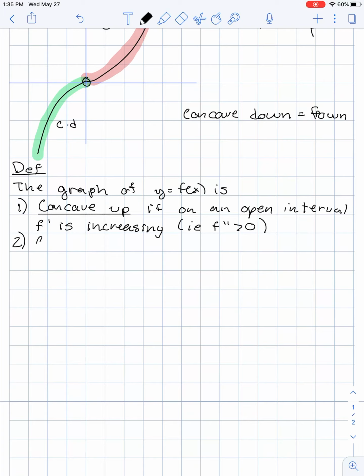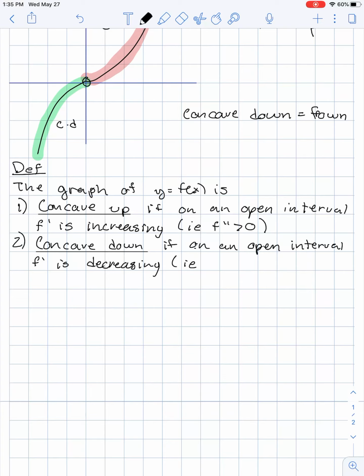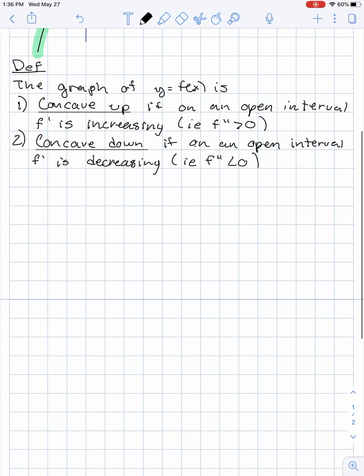Similar for concave down, if on an open interval f prime is decreasing. We know that is when f double prime is less than 0. With these definitions, we have the second derivative test for concavity.